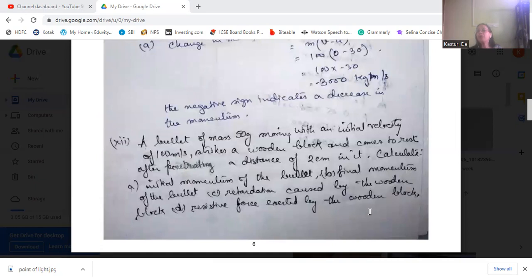Now a bullet of mass 50 grams moving at an initial velocity of 100 meter per second strikes a wooden block and comes to rest after penetrating a distance of 2 centimeter in it. Calculate initial momentum of the bullet, final momentum of the bullet, retardation caused by the wooden block, and resistive force which is exerted by the wooden block. So a bullet's mass is 50 grams, that is given.